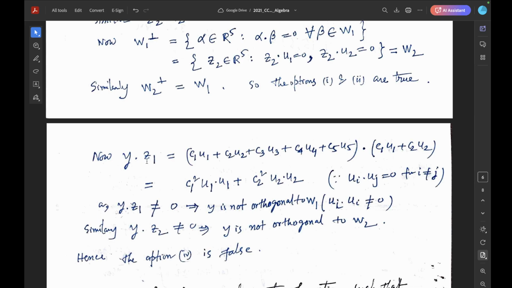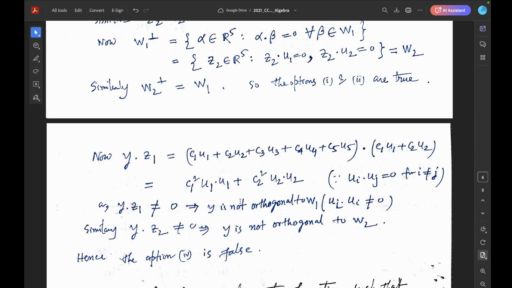Now Y dot Z1 is the inner product. Y equals C1 U1 plus dot dot dot C5 U5, dot Z1, which is C1 U1 plus C2 U2. This is equal to C1 squared U1 dot U1 plus C2 squared U2 dot U2, and other inner products like U1 dot U2 and U2 dot U1. So Ui dot Uj equals 0 for i not equal to j, as U1 to U5 are orthogonal. So Y dot Z1 is not equal to 0, because U1 dot U1 may not be 0, and U2 dot U2 may not be 0.